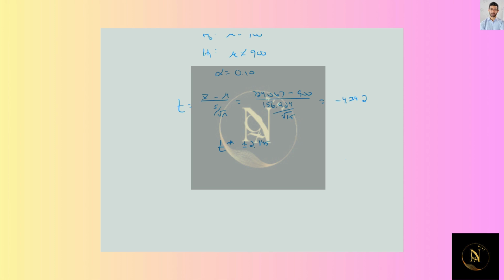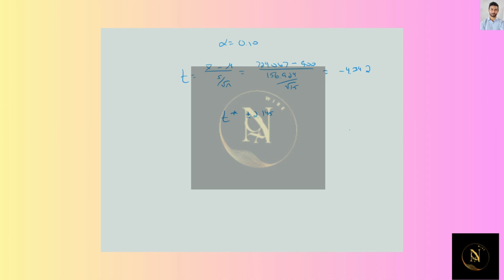And then we make a decision and state the conclusion. Since the absolute value of the test statistic, which would be 4.342, is greater than the critical value of 2.145, we reject the null hypothesis. There is sufficient evidence to conclude at the 10% significance level that the sample is from a population with a mean life different from 900 hours.